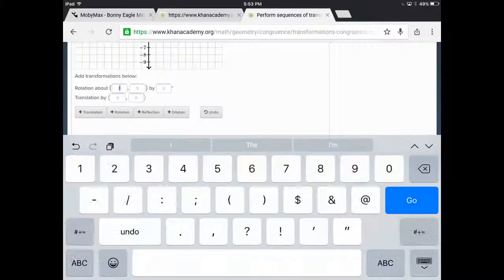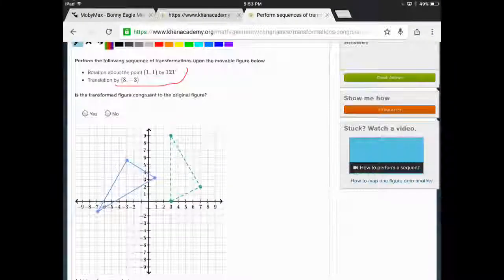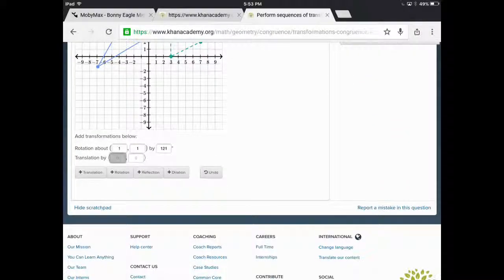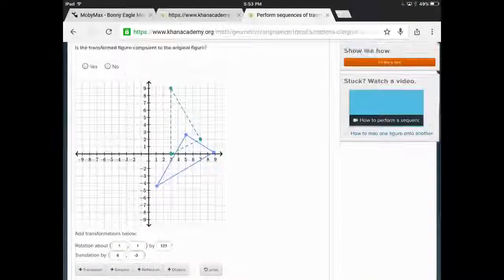So all we got to do is plug in what we're given by 121 degrees. All right, that's of course a counterclockwise rotation of 121 degrees. See, it's already rotated, and a translation by 8, negative 3. So we just plug in our translation by 8, which is 8 to the right, and negative 3 is of course 3 down. And that's it for these questions.